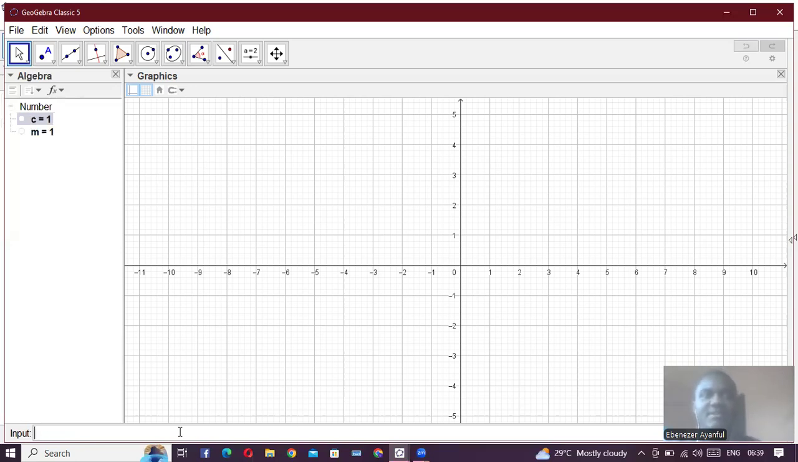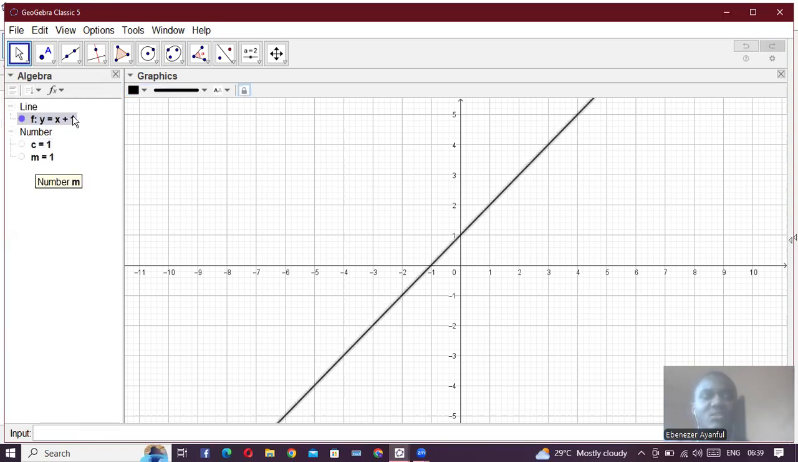Then when we insert, we know that the standard form of a linear equation is y equals mx plus c, and we have assigned m to 1 and c also to 1. So this is our equation, the general form of the equation of a line, and we have our m and c here. So m is 1, c is 1, that's why we have it in this form, y equals x plus 1.